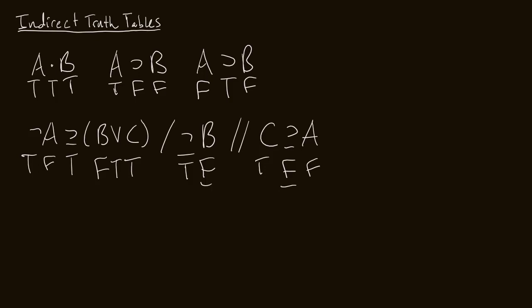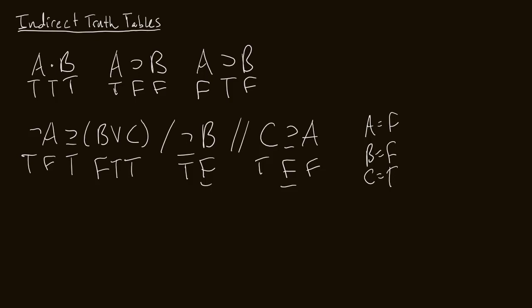What this shows us is that it is possible, under some assignment of truth values for our statements, in this case, if we assign A to be false, B to be false and C to be false, we end up with a situation where the premises are true and the conclusion is false, and that's an invalid argument. So by doing this indirect truth table, we have shown that this argument is invalid.